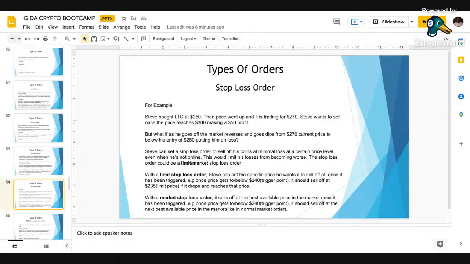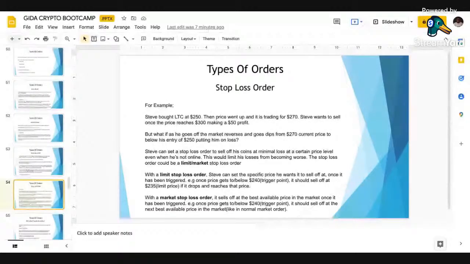Now, what if, as this guy goes offline, the market reverses? Instead of the profit that he is on, it dips from the $270 current price he saw when he was online. It now dips below his entry price of $250, putting him on loss. What can Steve do such that even if he's not online, if the market starts dipping from 270, dips to 250 where he bought, and keeps dipping further, it should sell for him at a specific level?